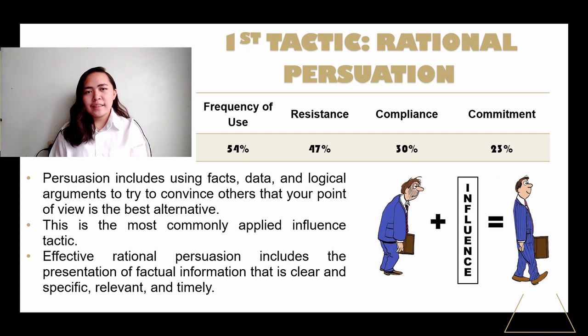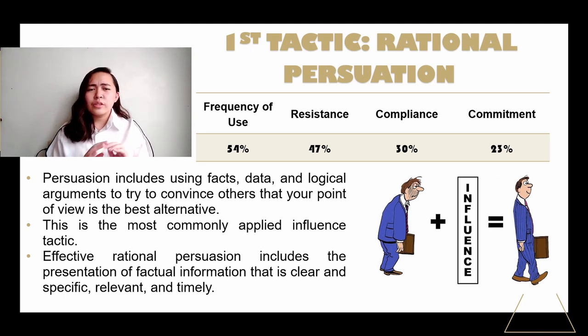So the first tactic is rational persuasion. This is more likely to result in compliance or commitment than in resistance. Persuasion includes using facts, data, and logical arguments to try to convince others that your point of view is the best alternative. So with rational persuasion, an agent uses logical arguments and factual evidence to persuade a target that a proposal or request is worthwhile.